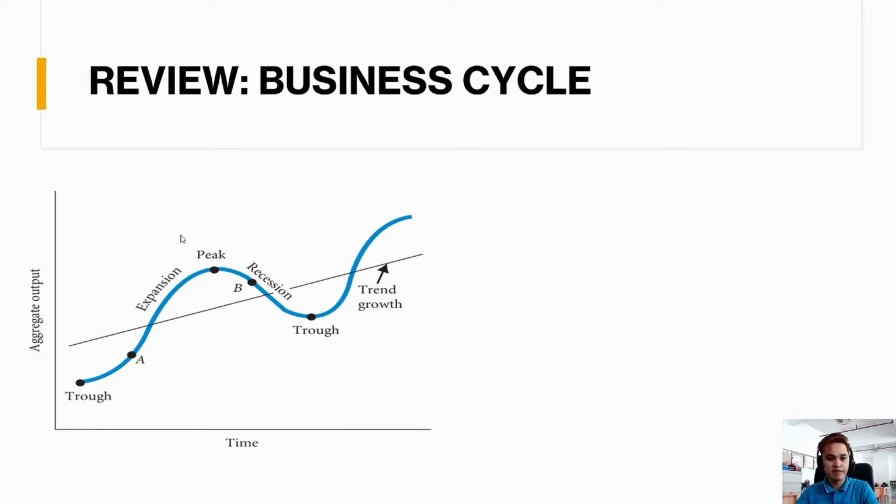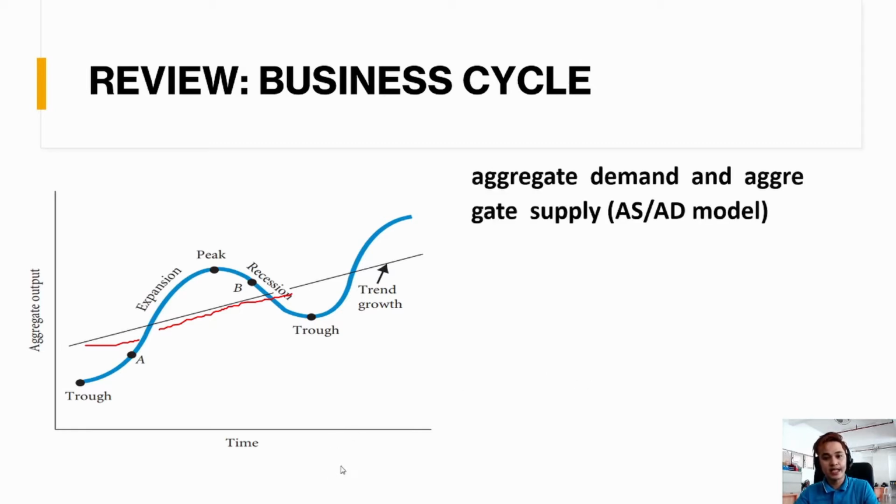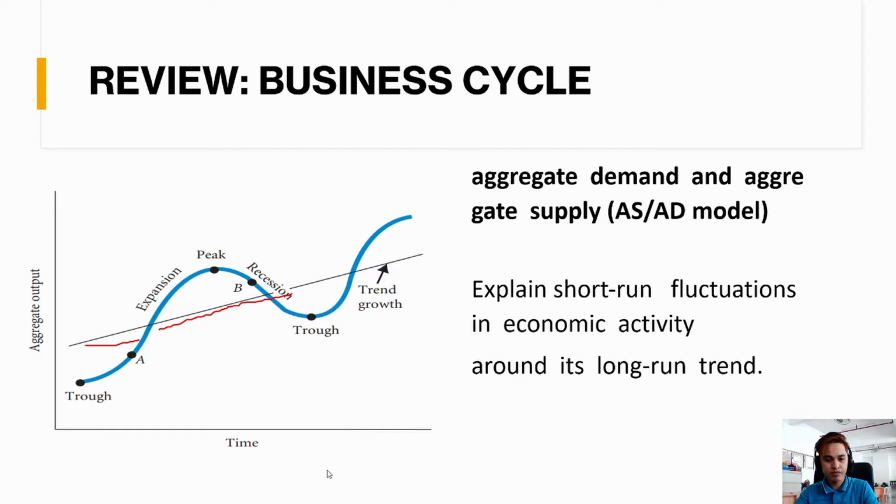Now the fluctuation here, this blue line, is the movement of our economic growth in the short run. This straight line here is the long run trend of our economic growth, or what our economic growth should be. It should be upward sloping. This fluctuation, the blue line, can be explained by the aggregate demand and the aggregate supply, or the AS-AD model. So the AS-AD model explains the short-run fluctuations in the economic activity around its long-run trend.